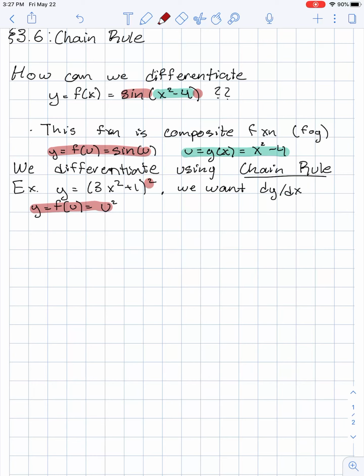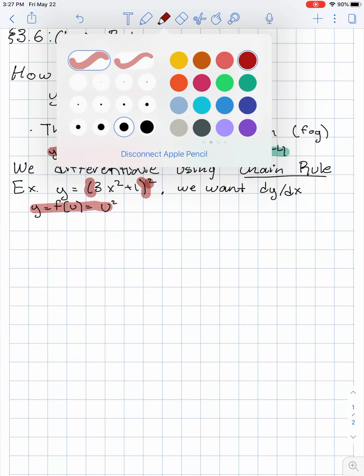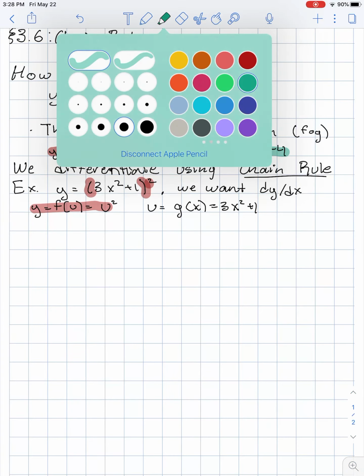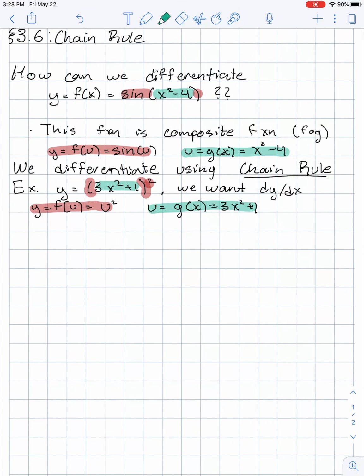So in this case, this squared part is my outside function, my f, and u equal to g of x is the inside, so 3x squared plus 1. Let's call that guy green. Beautiful colors together. Maybe I'll switch these up later, who knows. So we have something like this.